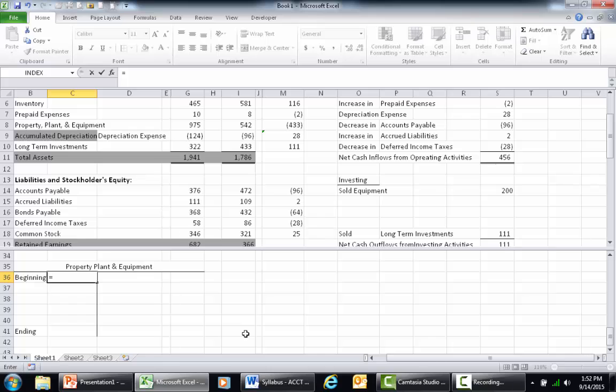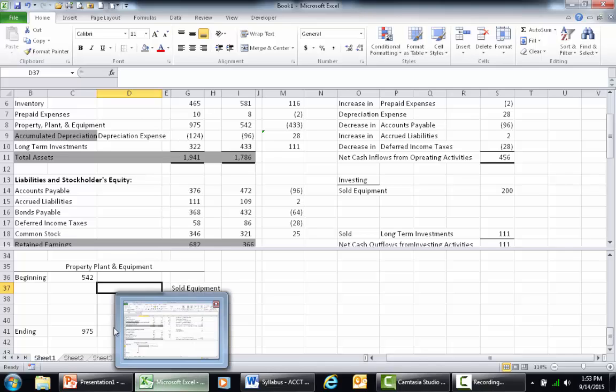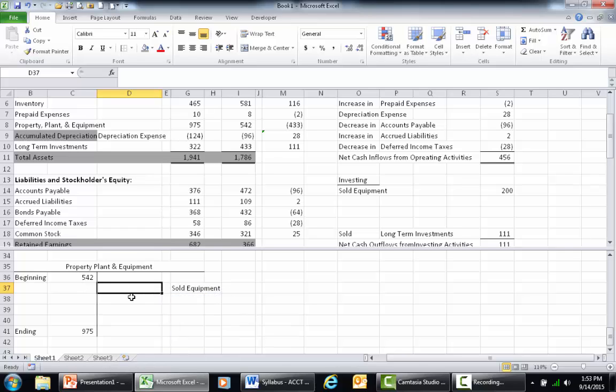We know that we had a beginning balance of $542, and we know that we had an ending balance of $975. Those come directly off of the comparative balance sheet. Then we also know that we sold some equipment. You may remember from your financial accounting class that when you sell an asset, it comes off of the books at exactly what you put it on at. So whatever its purchase price was is what is going to come out of this account.